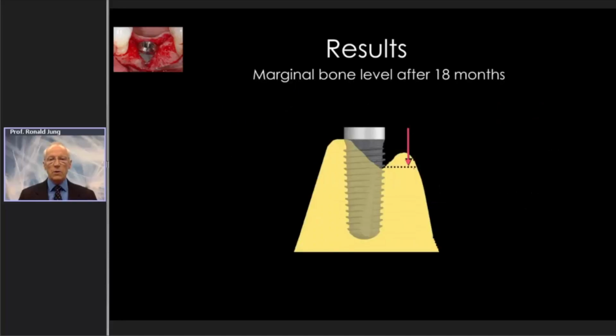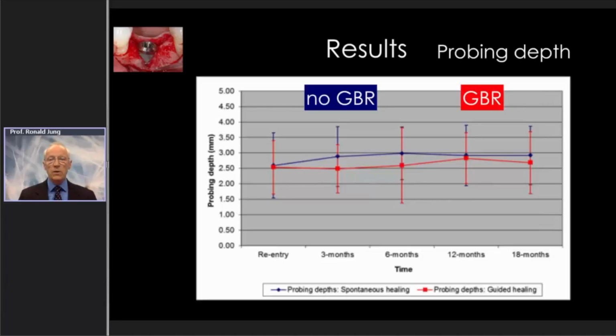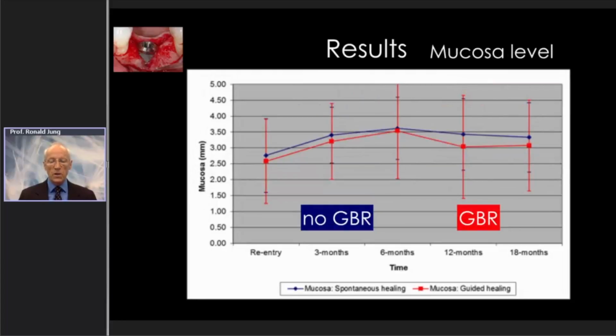Now, if we go on and look again at the marginal bone level at 18 months, we see that the group that had no GBR loses another 0.4 millimeters, and the group with GBR remains stable. Interesting findings. When we look clinically at probing depth over time, there is no significant difference between the groups, and the same holds true for the mucosal level. So looking at the site only clinically does not tell us that underneath we have different bone levels.